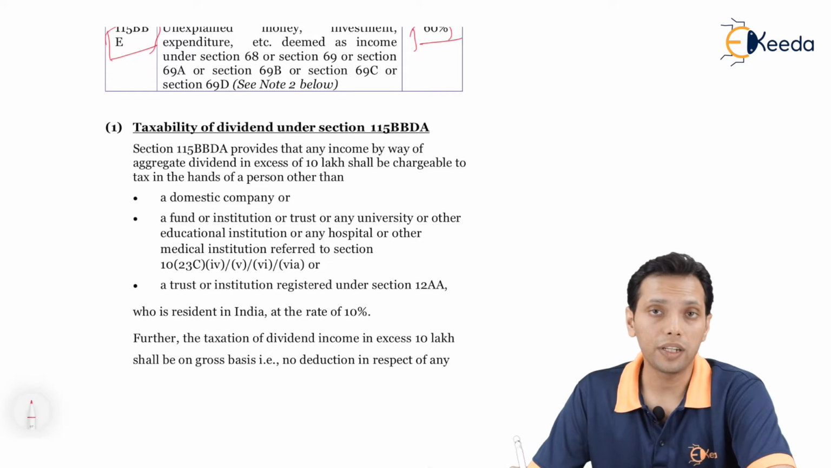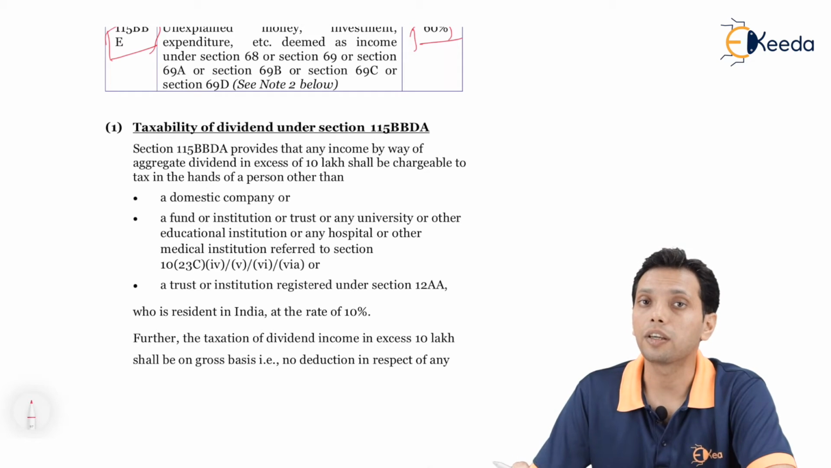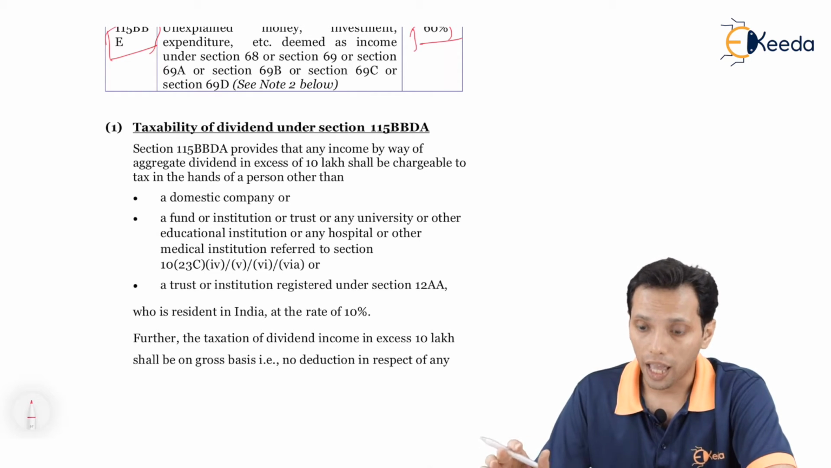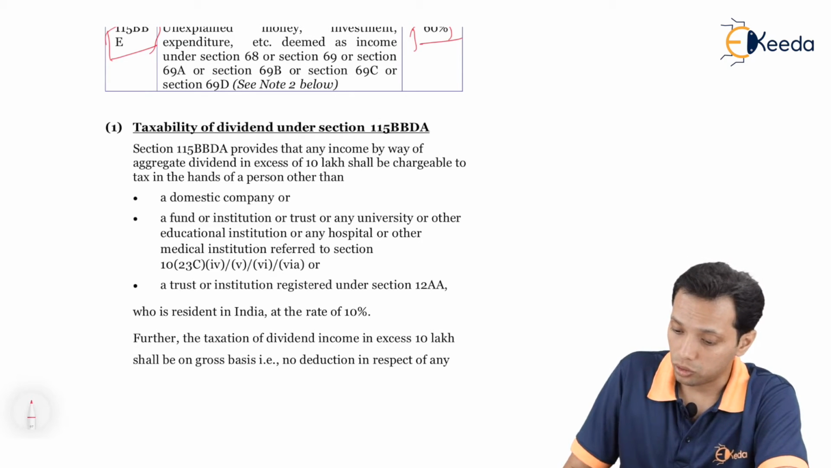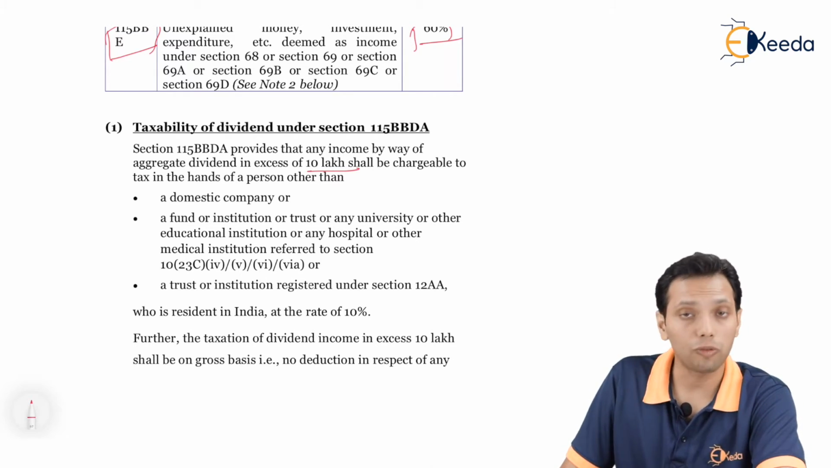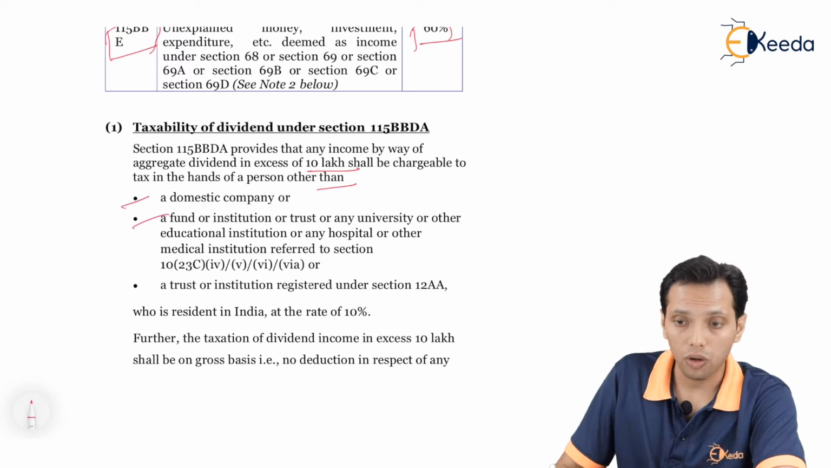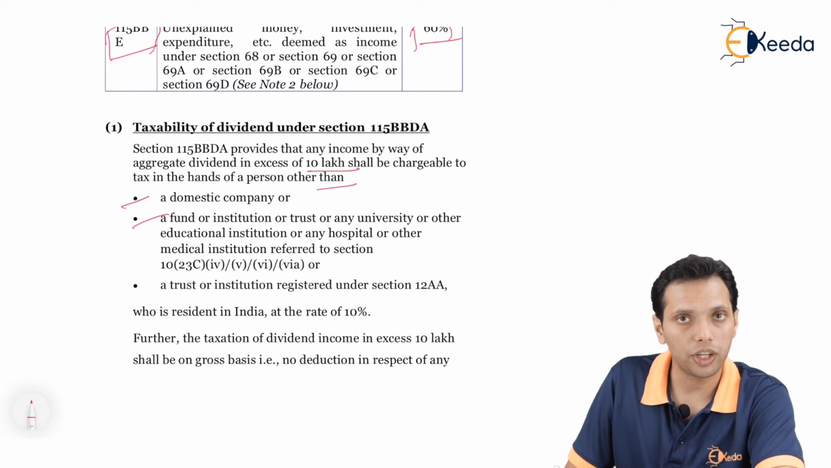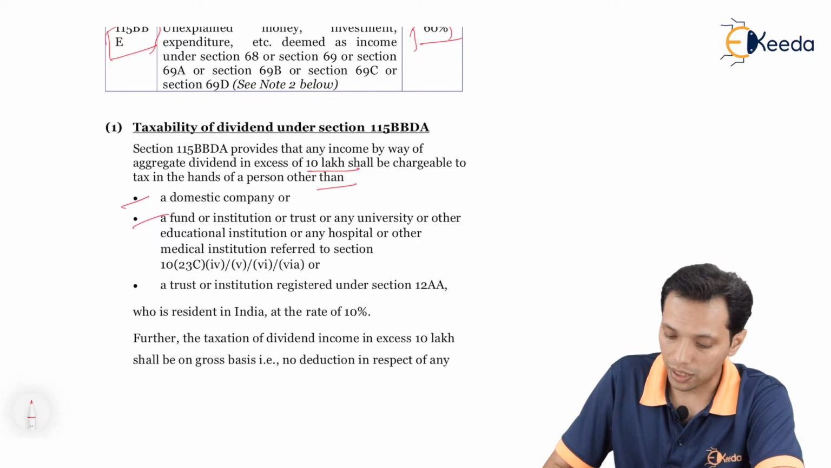Section 115BBDA: dividend income is taxable if it exceeds 10 lakhs, and it is applicable to resident individuals. So 115BBDA provides that any income by way of aggregate dividend in excess of 10 lakhs shall be chargeable in the hands of a person other than a domestic company, a fund, institution or trust, university or other educational institution, or hospital or medical institution. It is not taxable in their hands.